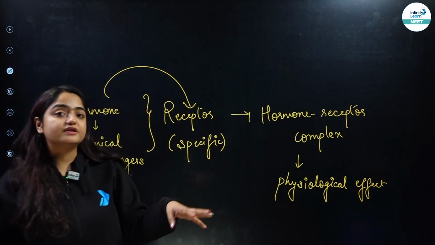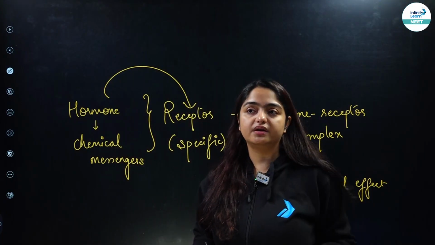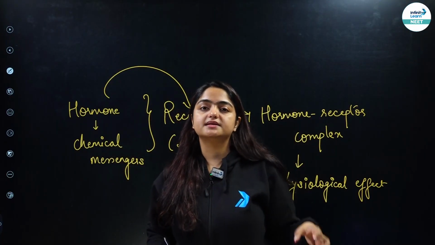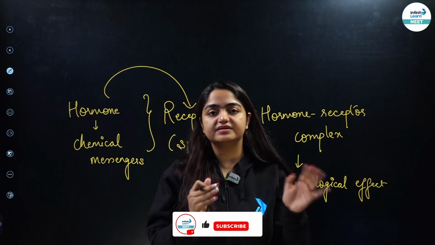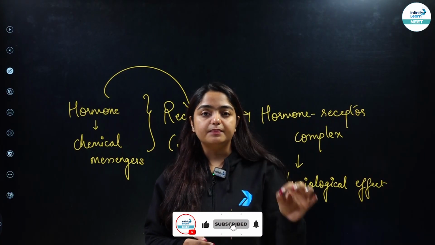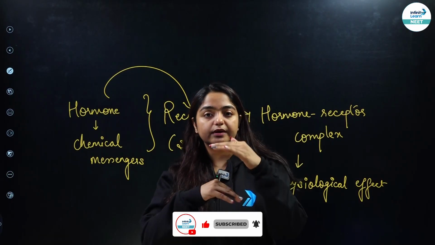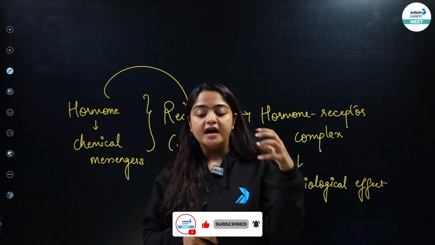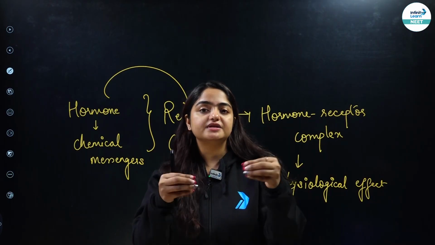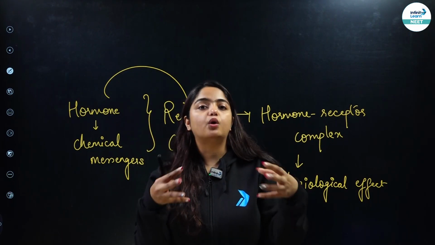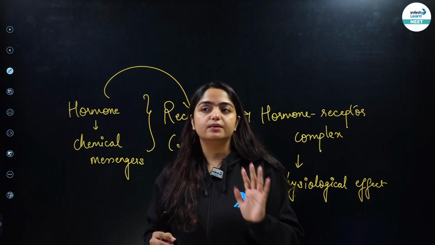Now, the receptors are basically of two types, okay? One is the membrane-bound receptor, the other one is the intracellular receptor. By the name itself, it's pretty clear. Membrane-bound receptor means that the receptor will be present on the membrane of the target organ, on the periphery itself. Now, if I say intracellular receptor, the receptor is going to be present inside the target cell. Hence, it is known as an intracellular receptor.